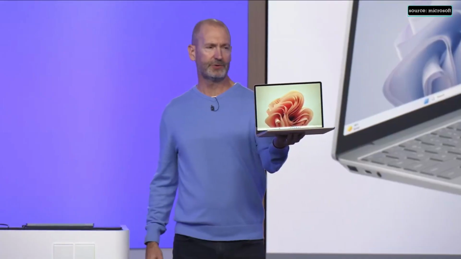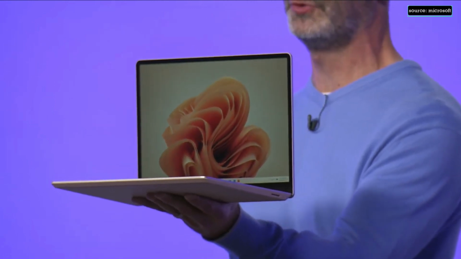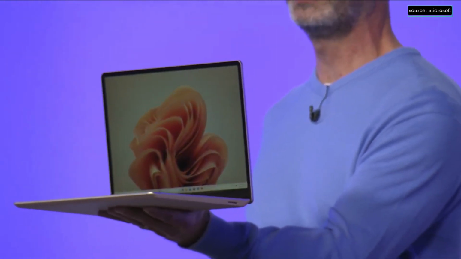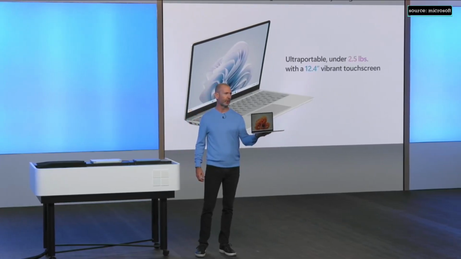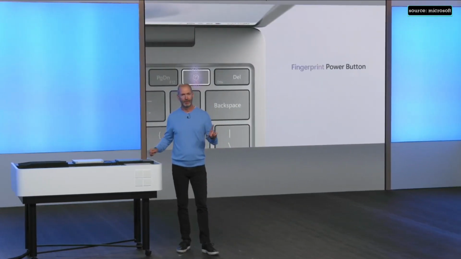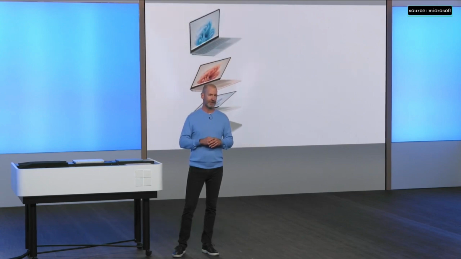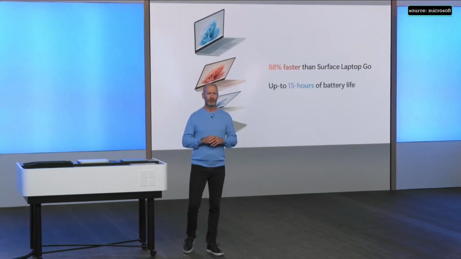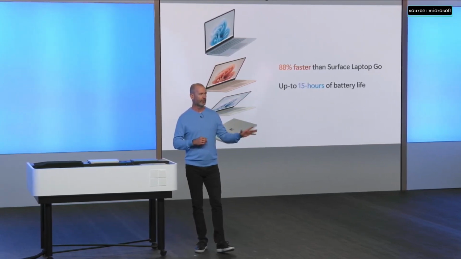This is Surface Laptop Go 3. It's an incredible device for online creators, college students, and young professionals who need to get work done from anywhere. It's ultra portable, under 2.5 pounds, with a 12.4-inch touchscreen, and has premium features like a fingerprint power button and an absolutely incredible typing experience. It comes in 4 stunning colors. It's 88% faster than the original, with all-day battery life to power productivity, creativity, and entertainment, from early morning classes to the last episode streamed at night.